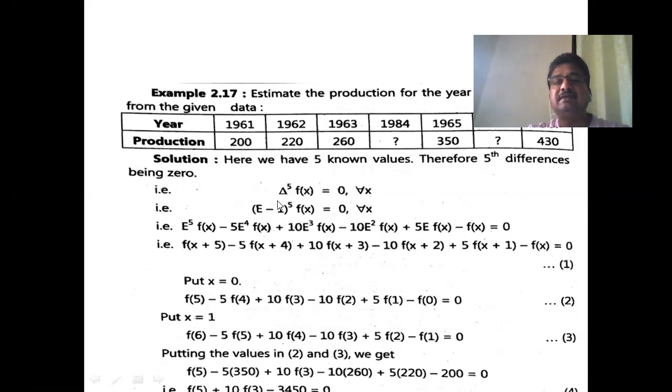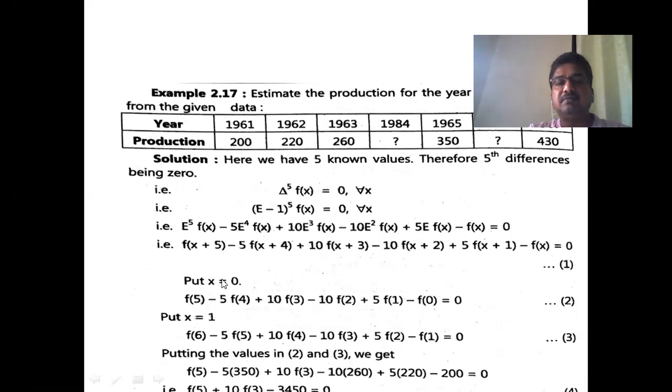Write delta. Delta is E minus 1, because E is 1 plus delta. Then (E minus 1) raised to 5 has an expansion of 6 terms. Then multiply by f(x). Then E raised to 5 f(x) is f(x plus 5), and E raised to 4 f(x) is f(x plus 4), by using the definition of E, the shift operator. And put x is equal to 0.